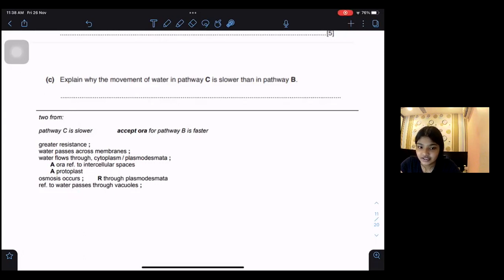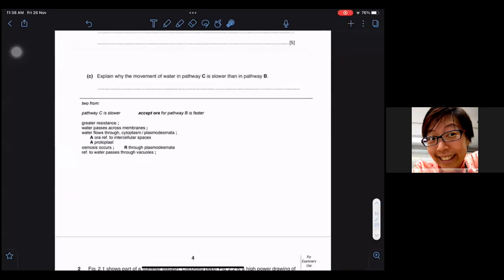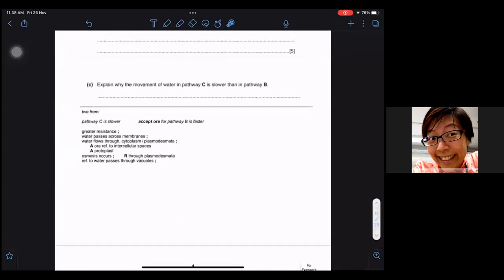So yeah, that's all for my part. Now I'll pass it back to Yin. So can I add a little bit more on this simplest pathway that's slower based on the mark scheme?